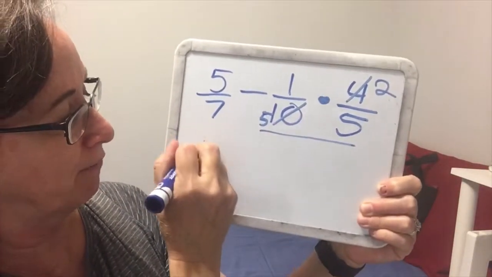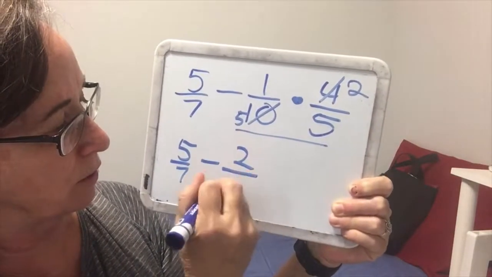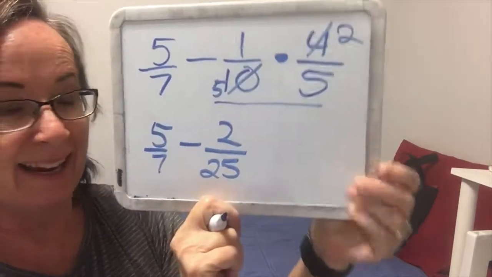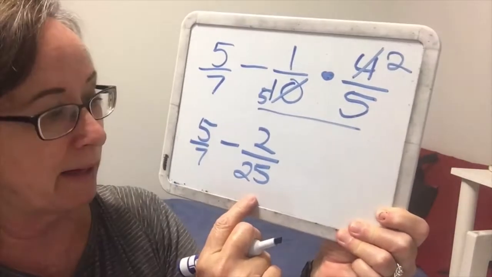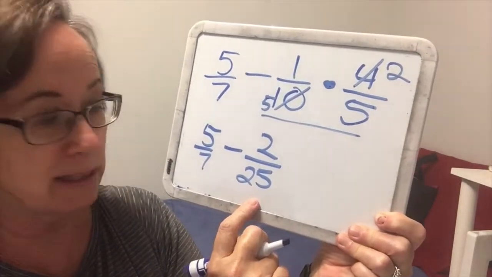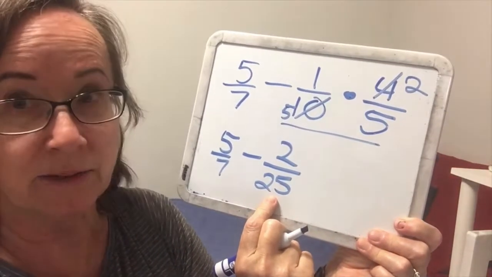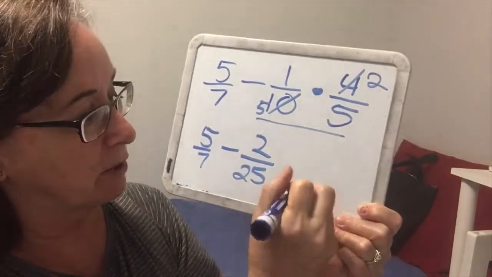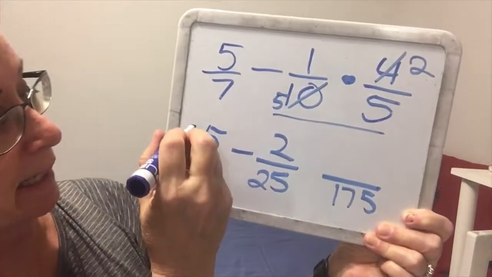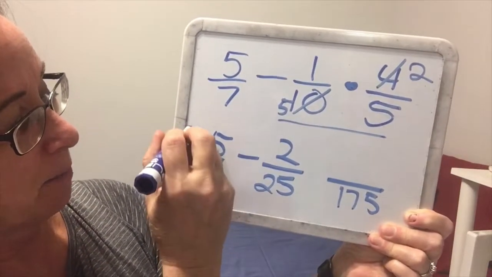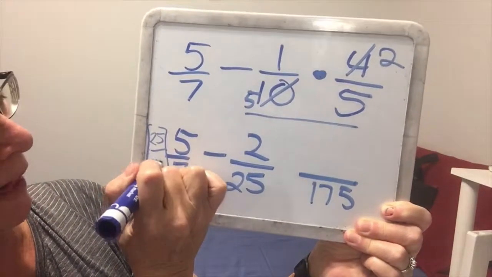So we're going to end up with 5/7 minus, and then straight across is 2/25. Now 7 and 25 don't have anything in common, so we're going to multiply them together to get the least common denominator. So 7 times 25 would be 175. So we're going to go to 175 as our common denominator. So basically I have to multiply this one by 25/25. See if I can squeeze a 25/25 in there.